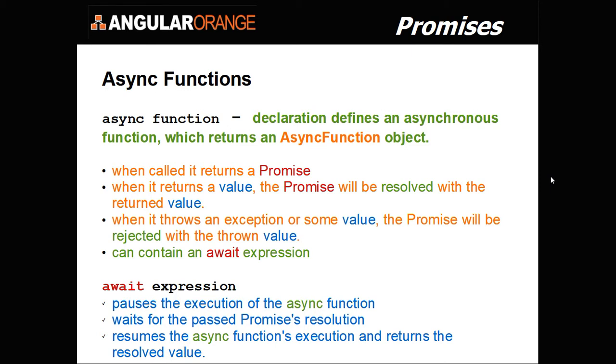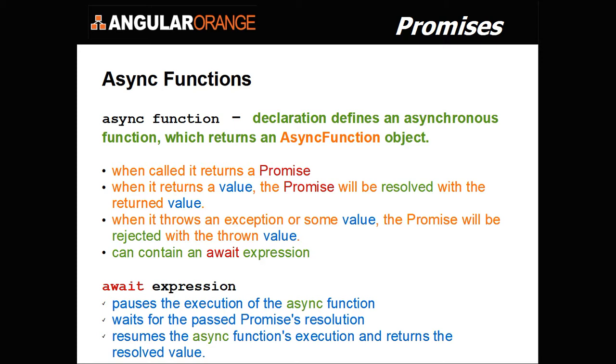Okay, in this section, we're going to talk about async functions. An async function is a declaration that defines an asynchronous function which returns an async function object. Okay, so here's the things you need to know. When called, it returns a promise. When it returns a value, the promise will be resolved with the return value. When it throws an exception or some value, the promise will be rejected with the thrown value. And it can contain an await expression.